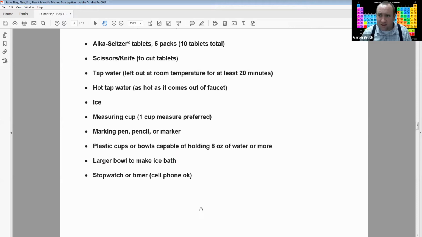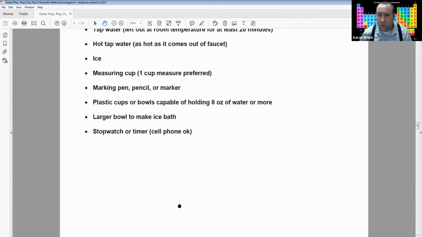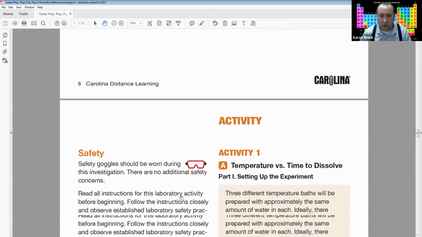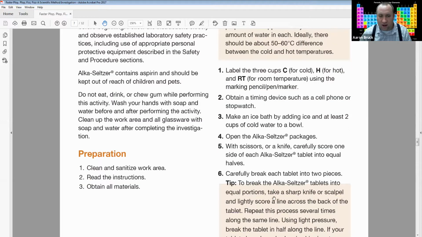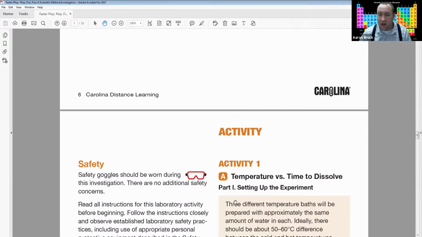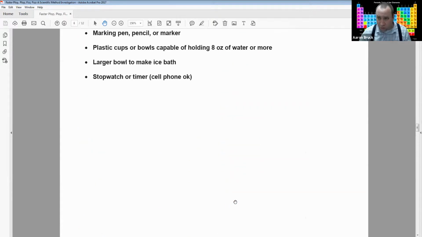So that's this lab in particular. It's relatively straightforward. When you come to lab on Tuesday, we will go through the procedure. I would recommend that you read through the procedure and that you come with questions. But until we get to that point, that's all I have for you here.